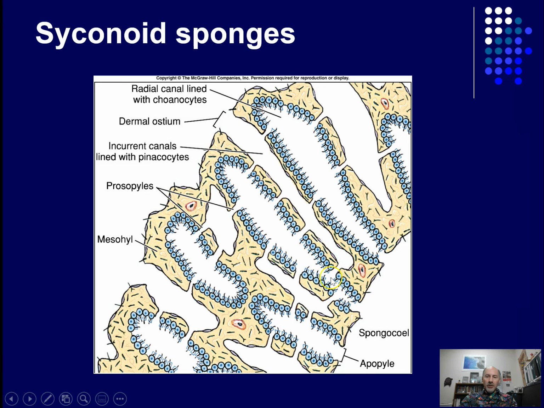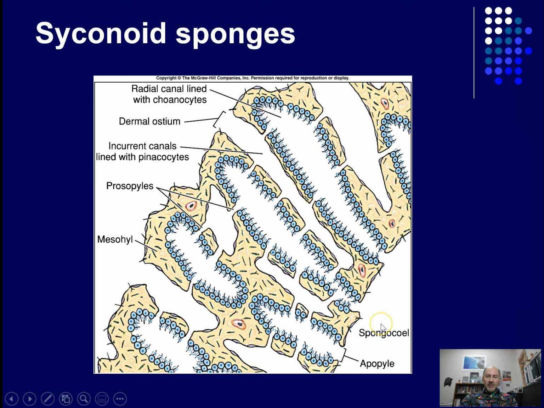Water then flows along the radial canal, and eventually it goes through an opening from the radial canal into the spongocoel. That opening is labeled down here. It's called an apopyle. And then from there, water flows through that spongocoel, and it goes up the column, and then it goes out, again, through a large opening, what we call an osculum.